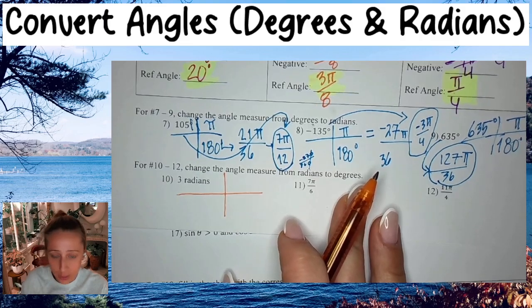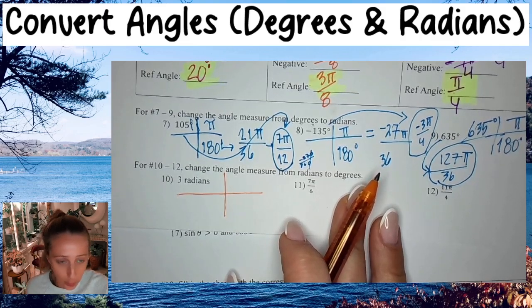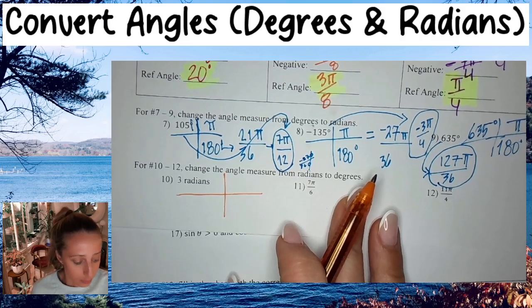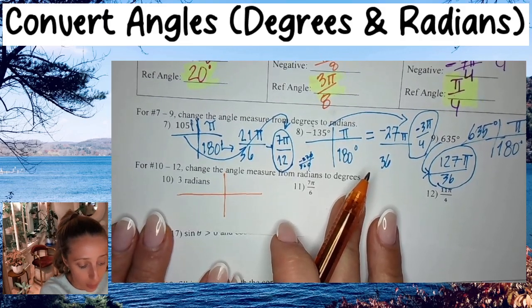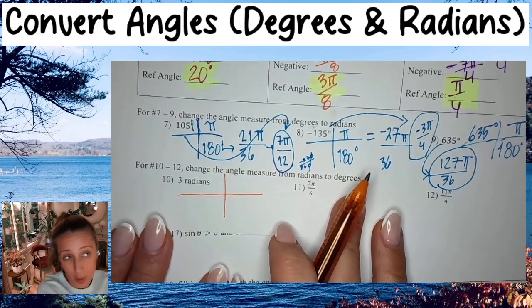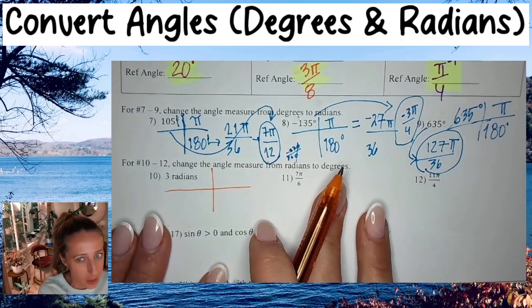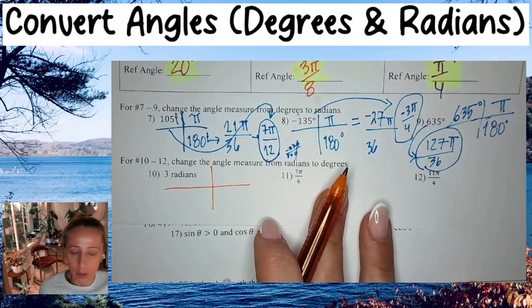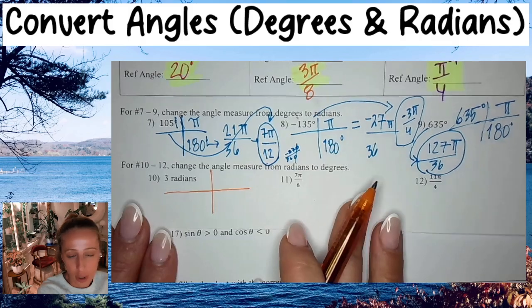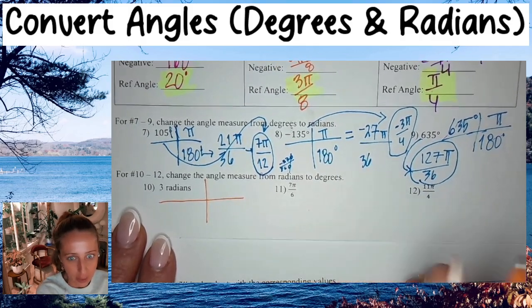3 pi is 3 times 3.14. It's closer to about 10 radians, but 3 radians is a little less than pi radians. So it's a little bit less than 180 degrees if you think about it. So if we're converting to degrees, you should get something a little bit less than 180. But if you're not using a calculator, you're not going to get that value that way.